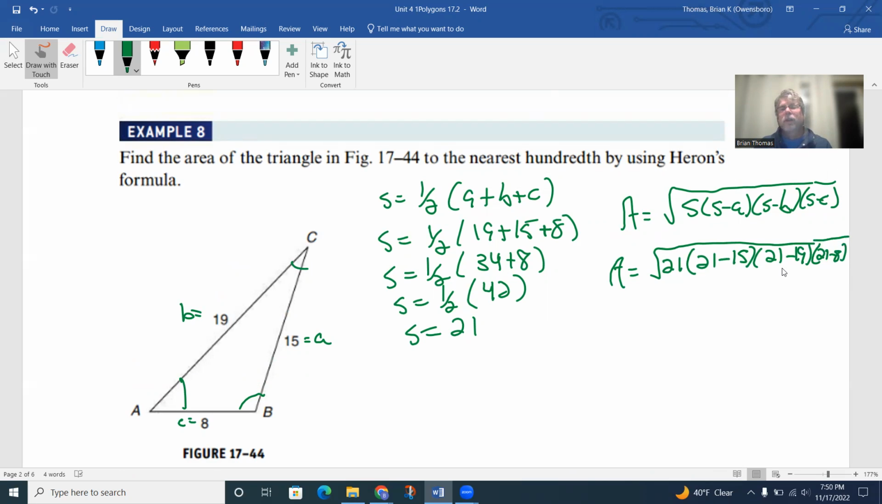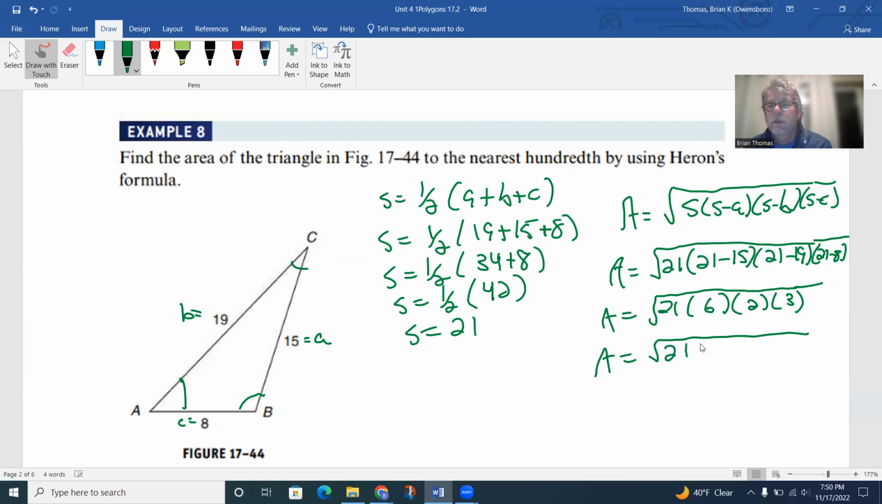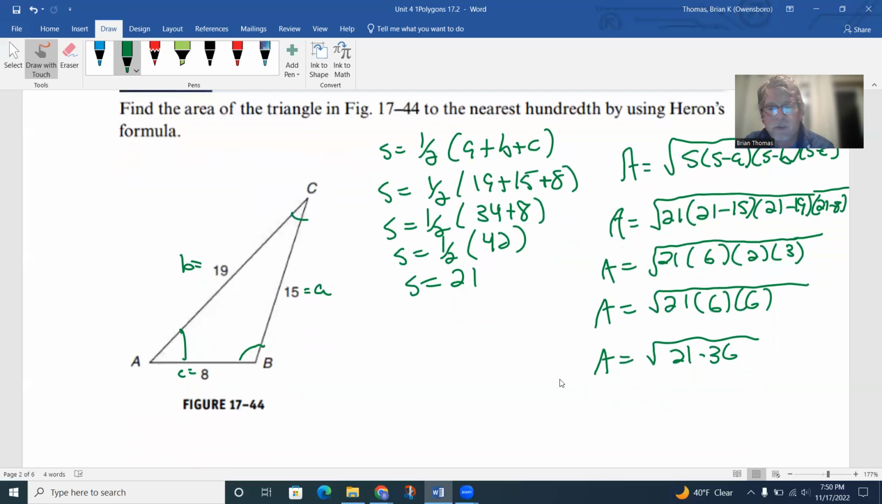Now, instead of doing all this math here, can we do this math? It doesn't look that bad. Area equals the square root of 21 times, then 21 minus 15 would just be 6, 21 minus 19 would be 2, and 21 minus 8 would be 3. So area equals 21 times 6 times 6, so the area is going to be the square root of 21 times 36. It says to round to the nearest hundredth, so we have to go ahead and do that because that's not going to be a perfect square.